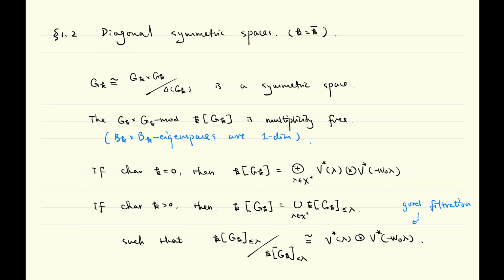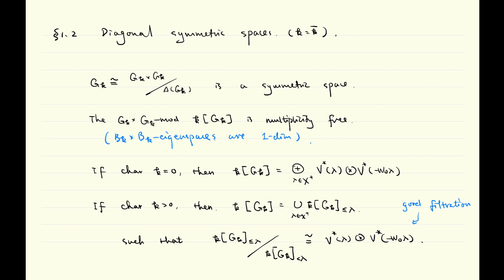All right, so now 1.2. And this is basically, as I mentioned, I want to call this diagonal symmetric space. K is algebraically closed. And basically, the symmetric space I want to study in this particular example is still the group. We know the group is a symmetric space just by considering this as G times G over the diagonal embedding. And the isomorphism is just the multiplication morphism. And this is a symmetric space.